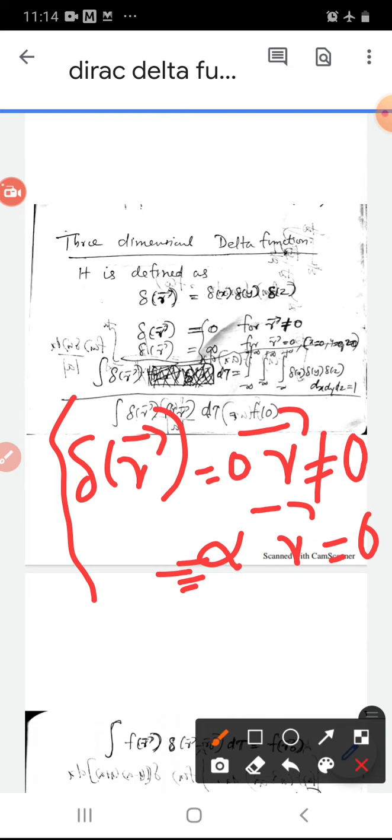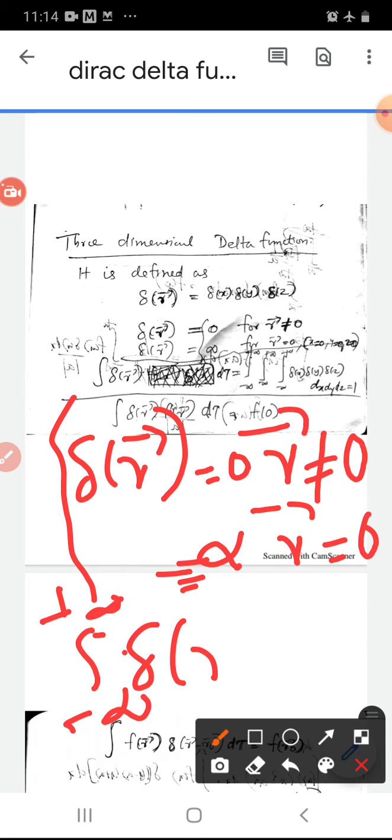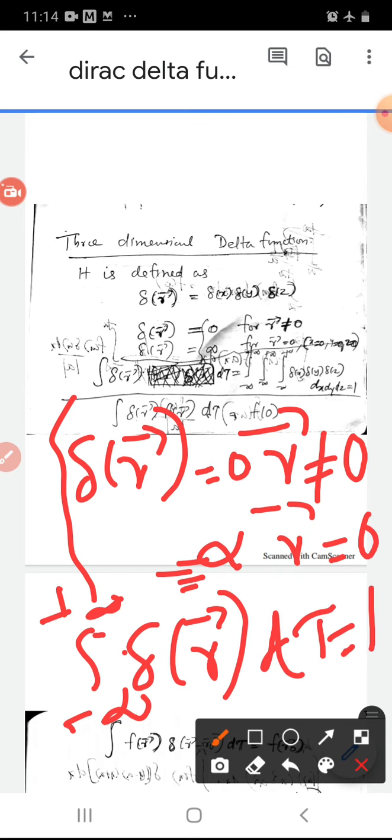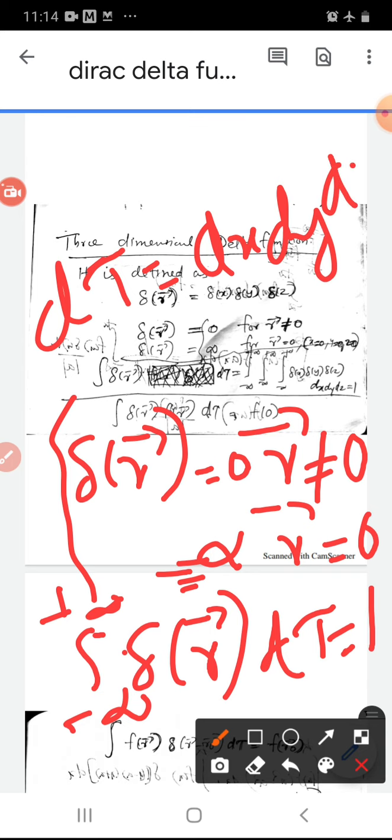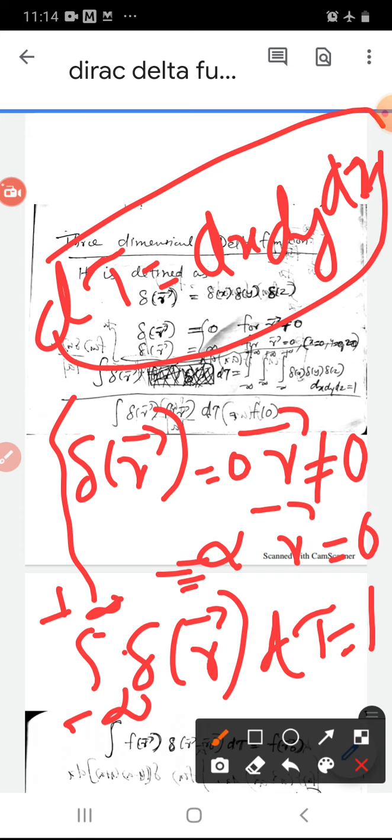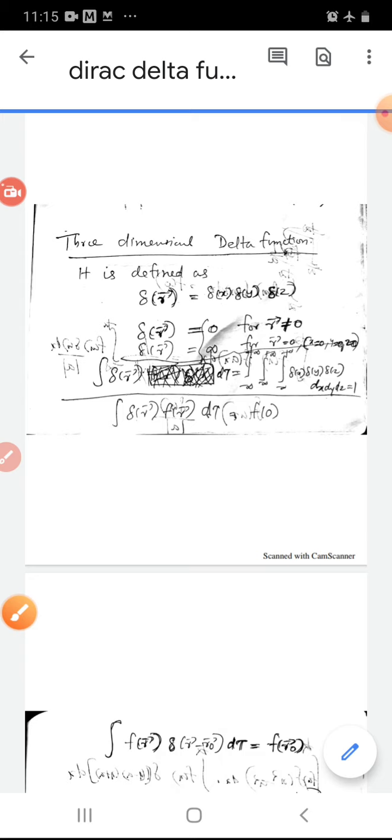And the second property is that it has to satisfy the integral from minus infinity to plus infinity of delta r d tau equal to 1. For one dimension also we had this. And this d tau is the volume element, that is dx dy dz. This is our d tau. So these are the two properties it has to satisfy.